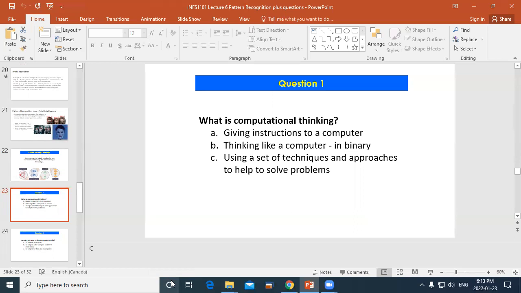What's computational thinking? Giving instructions to a computer? Thinking like a computer in binary. Most people don't think in binary. I think sometimes we do. I like that. That's not a terrible answer. But binary just means, you know, true, false. Yeah, we do that sometimes, using a set of techniques and approaches to help solve problems. Actually, it does say specifically in our notes that computational thinking is not thinking like a computer. It's a way of solving problems so that we can use a computer to help us. So that's a trick one. We don't think like a computer.